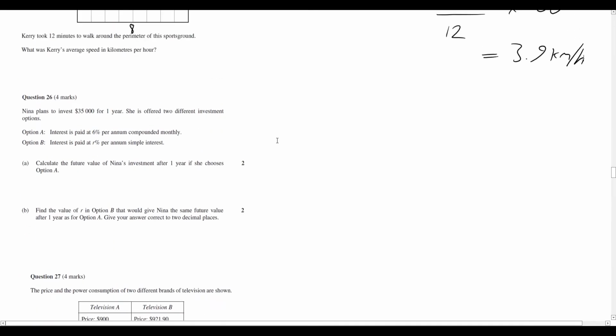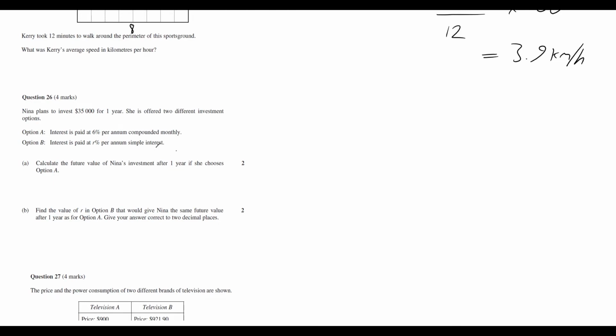Okay, moving on. Question 26. So, Nina plans to invest $35,000 for 1 year. She's offered 2 different investment options. Option A, interest is paid at 6% per annum, compounded monthly, and option B, interest is paid at R% per annum, simple interest. So, calculate the future value of Nina's investment after 1 year if she chooses option A.